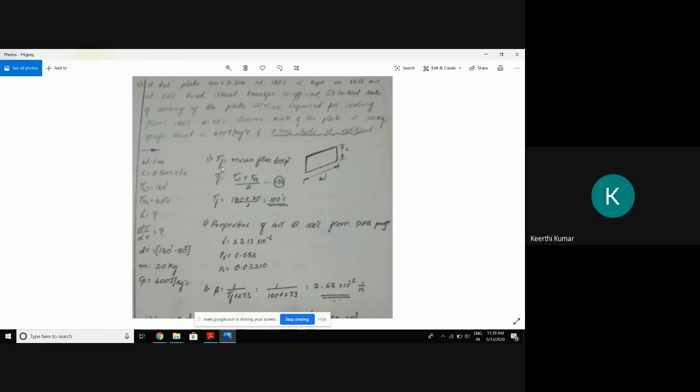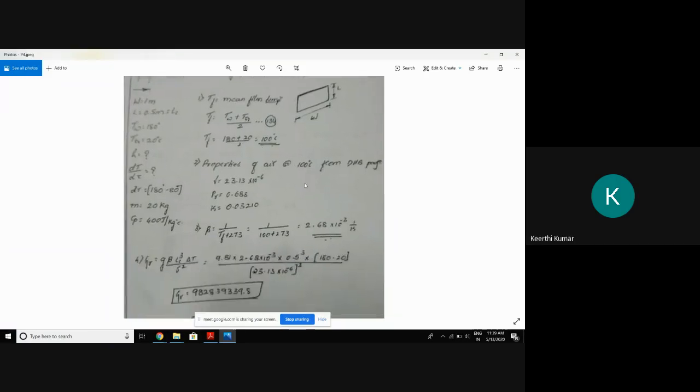So the procedure remains the same. First you find out the mean film temperature. That is TF is equal to (TW plus T infinity) by 2. TW is 180, T infinity is 20, so 180 plus 20 by 2 is 100. All of you please calculate along with this, with the data. Then only you'll come to know whether the solution is correct or wrong.